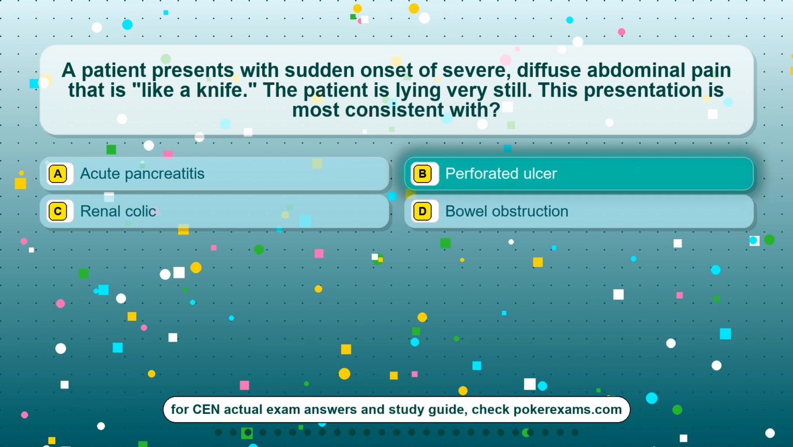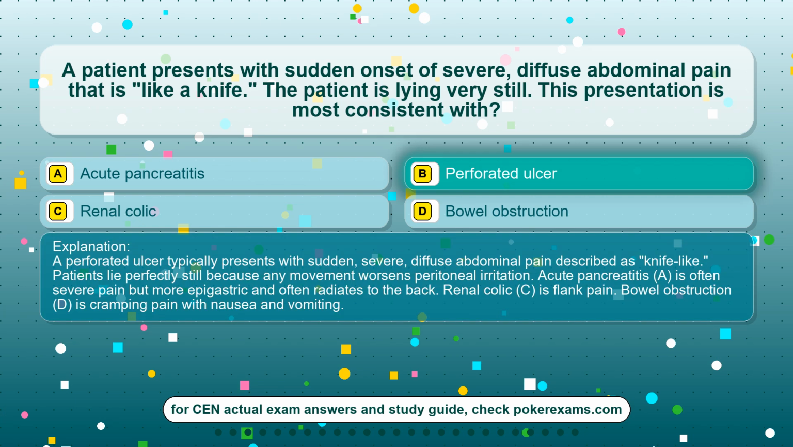The correct answer is option B, perforated ulcer. A perforated ulcer typically presents with sudden, severe, diffuse abdominal pain described as knife-like. Patients lie perfectly still because any movement worsens peritoneal irritation.